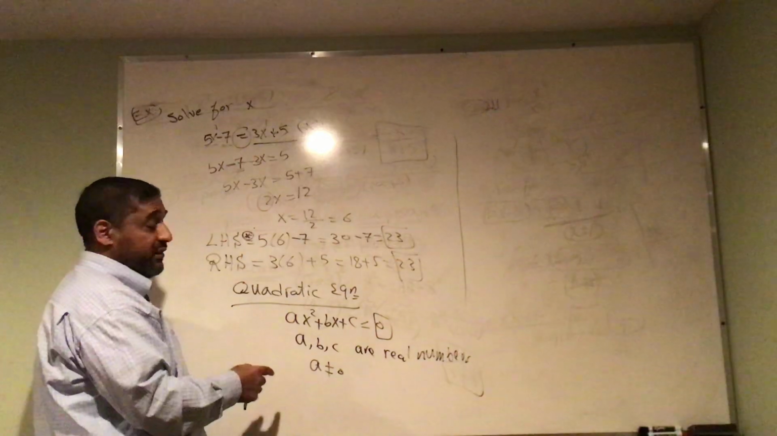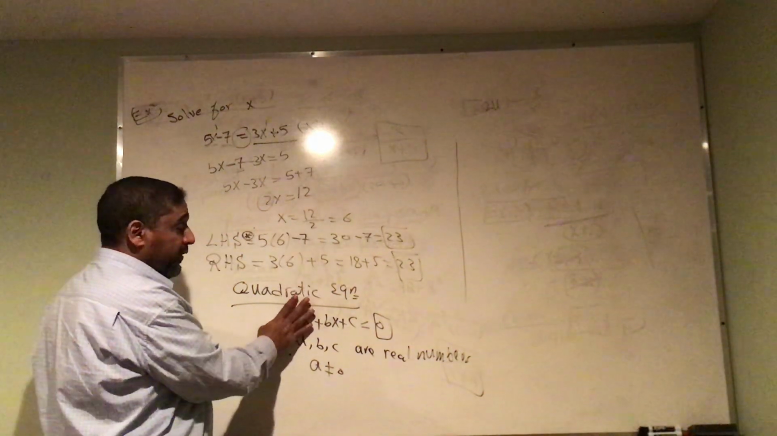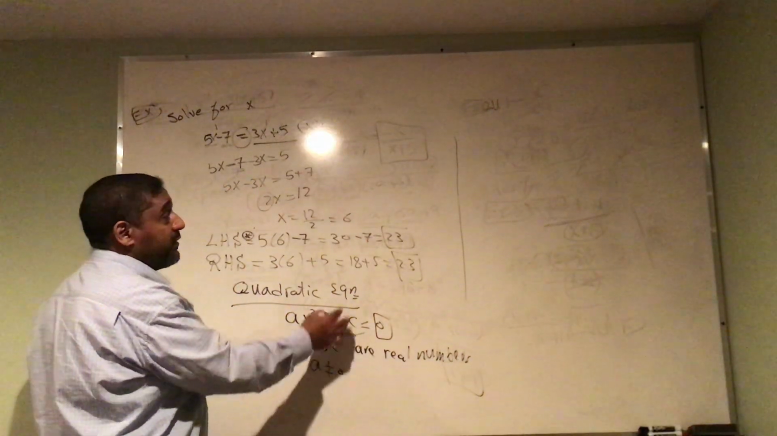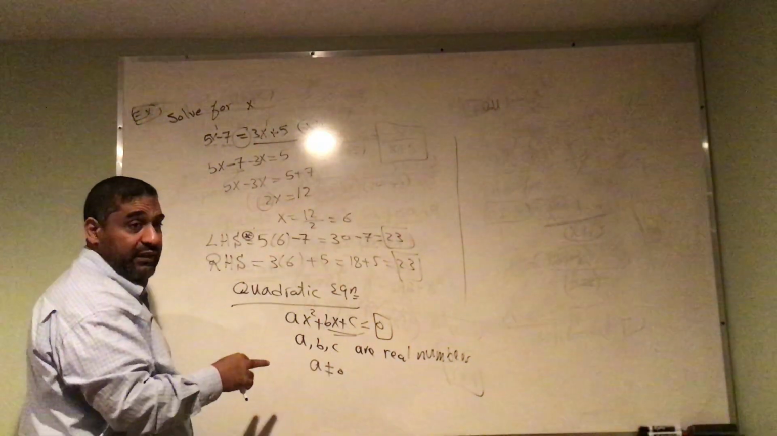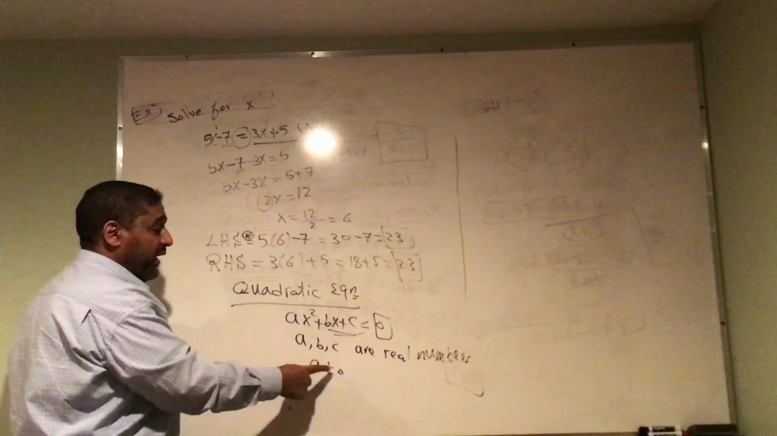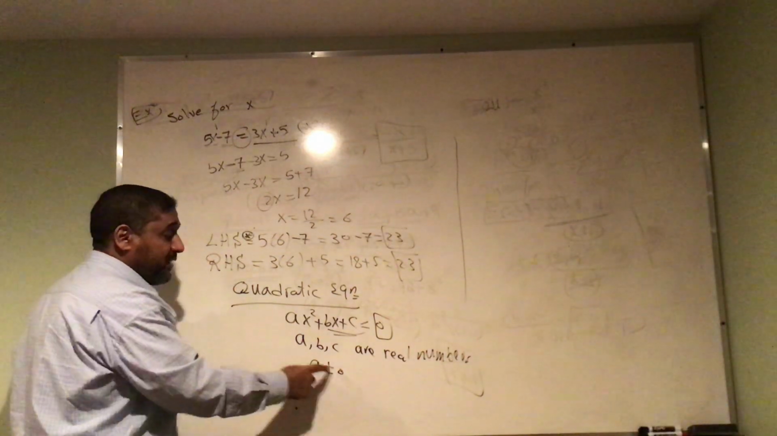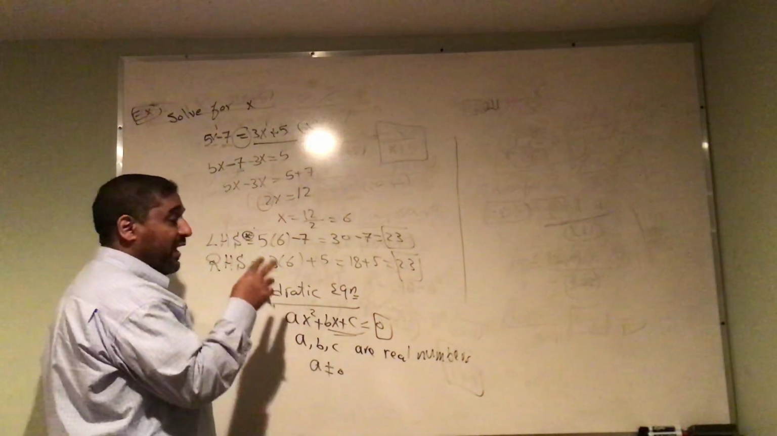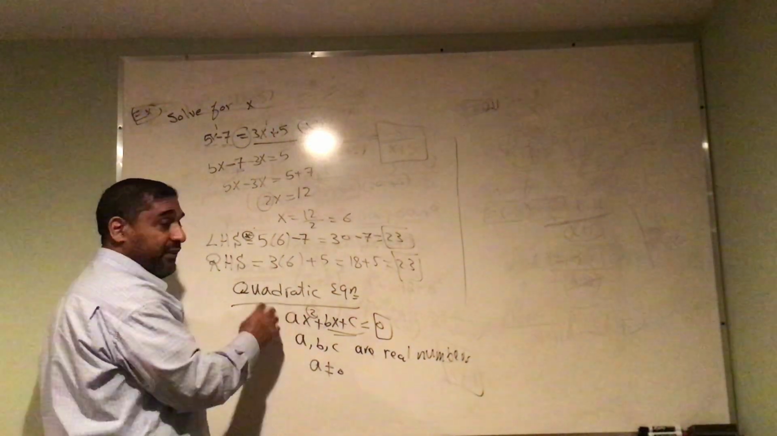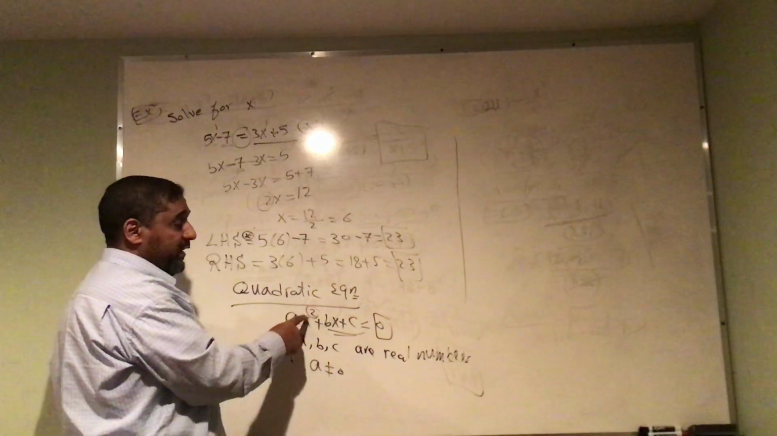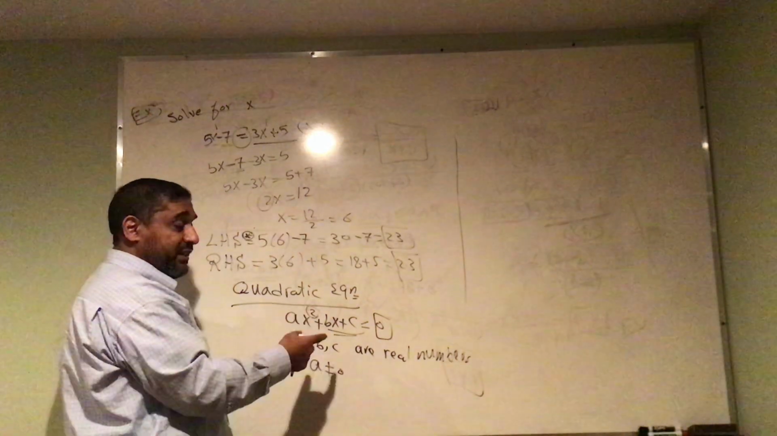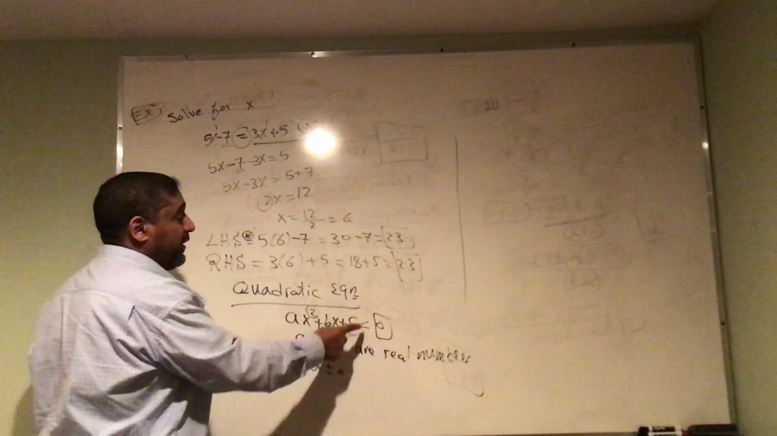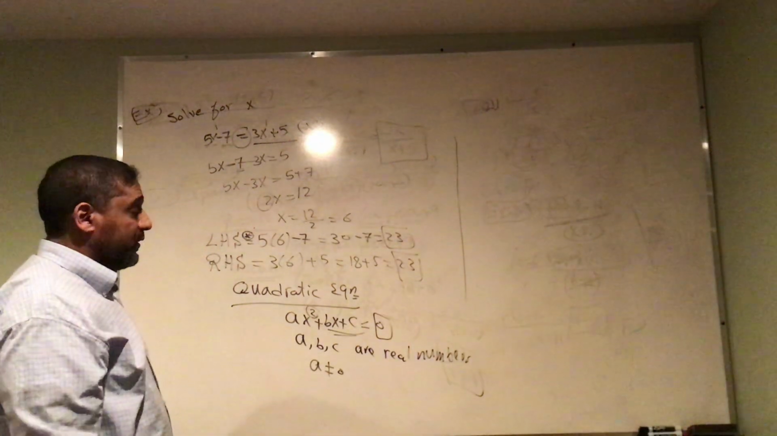Why a not equal 0? Because if a equals 0, then this term becomes 0, and what do you get? You get a linear equation, and we know how to solve linear equations. So we require a to be non-zero, and a, b, c are just real numbers. And we call it quadratic because the highest power of x is 2. So you have 2 here, and that's the reason we call it quadratic. And we call it an equation because you have an equal sign in the middle. So that is called a quadratic equation.